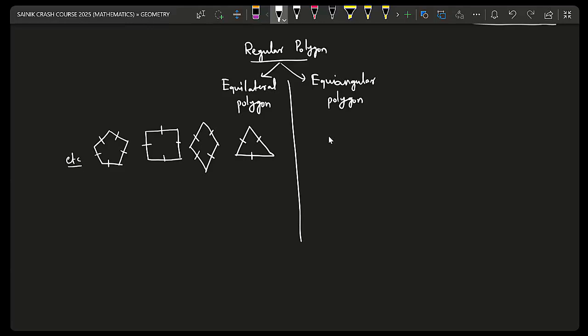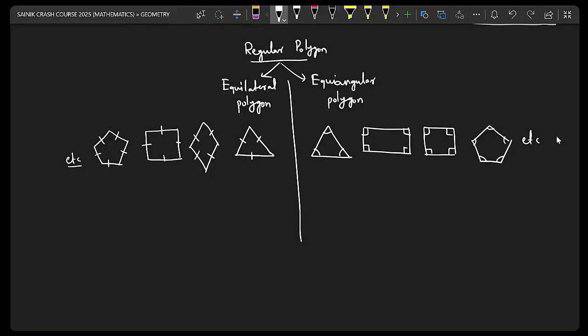And an equiangular polygon is a polygon in which all the angles are equal. Let us say this angle, this angle, this angle. If all the three angles are equal in a triangle, we call it an equiangular triangle. Similarly, you take a rectangle. In a rectangle, we know every angle is a right angle. All the angles are equal, so it is an equiangular polygon. Then we have a square. In a square also, all the angles are 90 degrees, so it is equiangular. You can take a regular pentagon like this, then also all the angles are equal. This list goes on. We have an equiangular hexagon, equiangular septagon, everything.